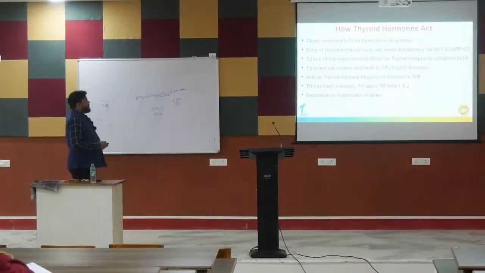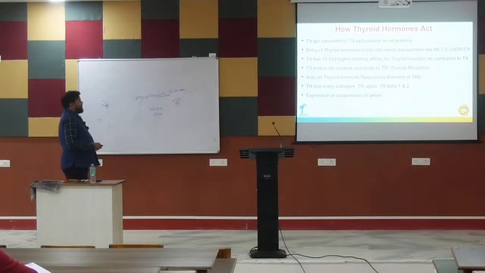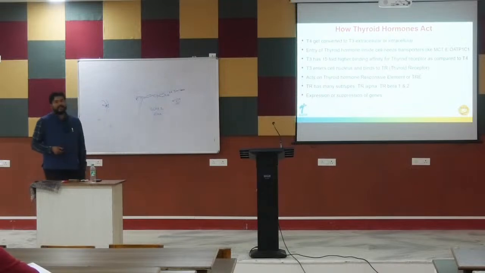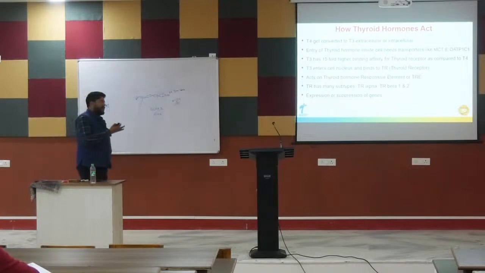So T3 enters the cell nucleus, binds to thyroid receptors, and acts on the thyroid hormone response element, or TRE. Thyroid receptor has many subtypes: TR alpha, TR beta 1 and 2. Expression or suppression of genes can regulate the formation of thyroid receptors. There are some genetic abnormalities where these thyroid receptors can be mutated.